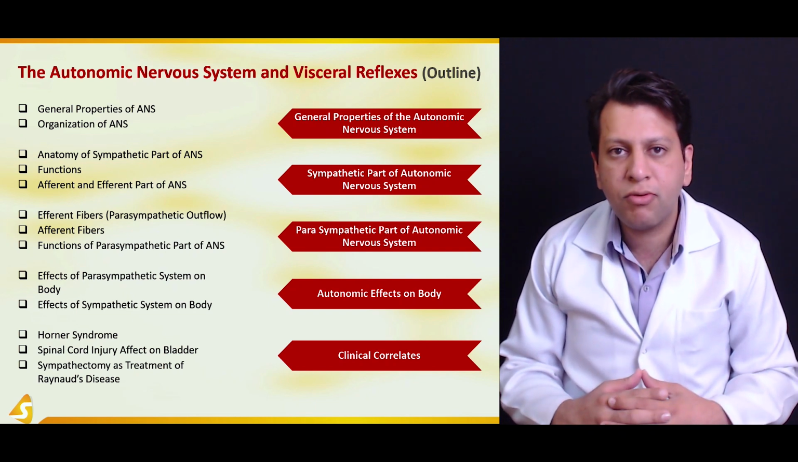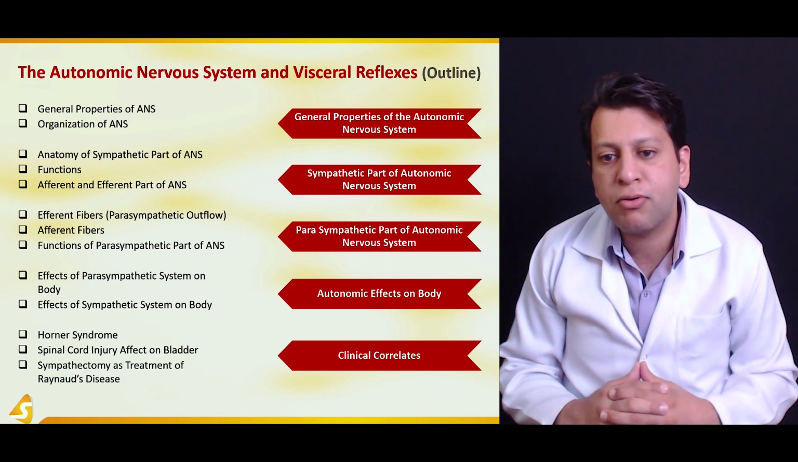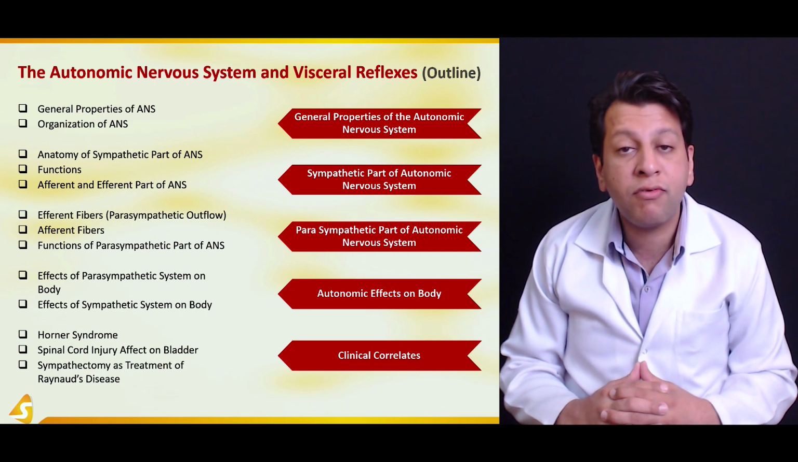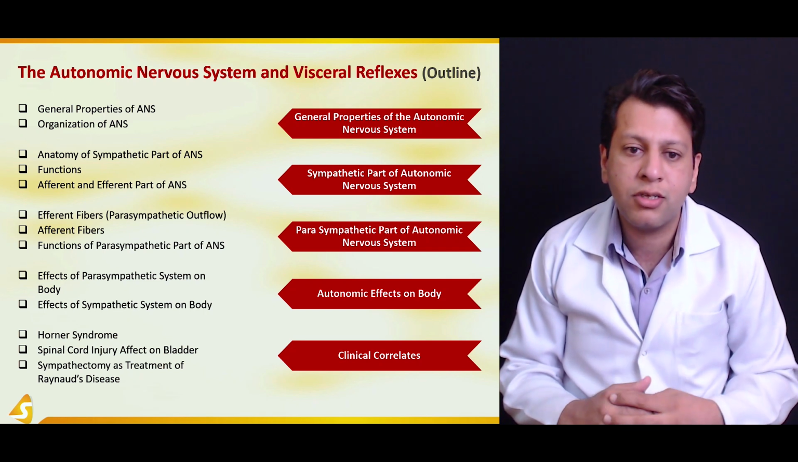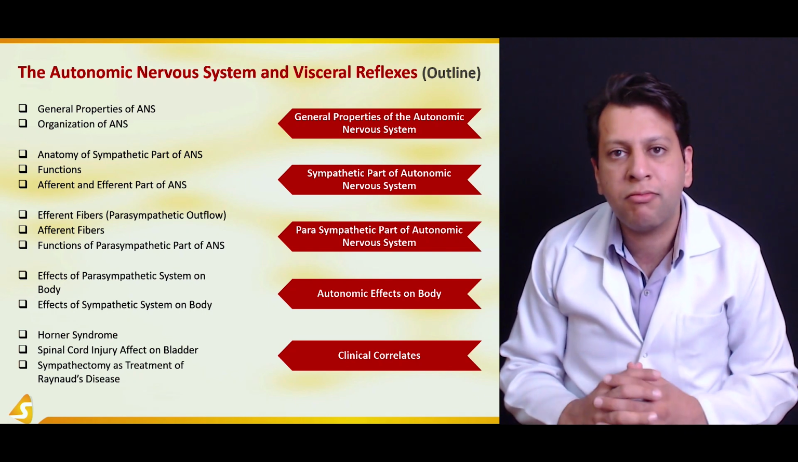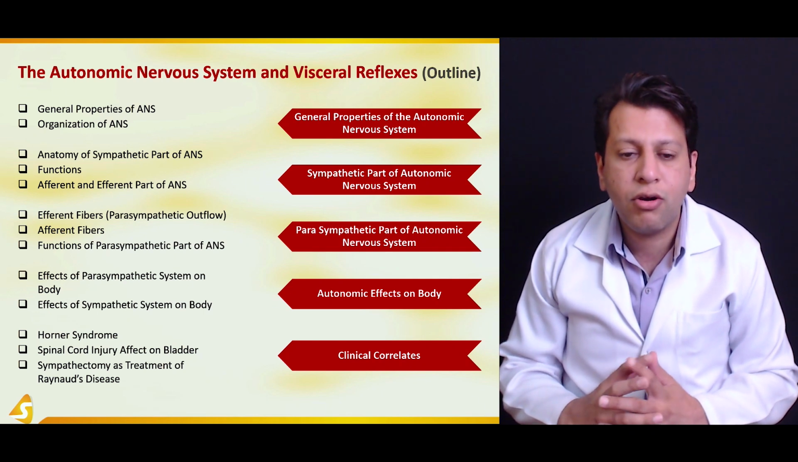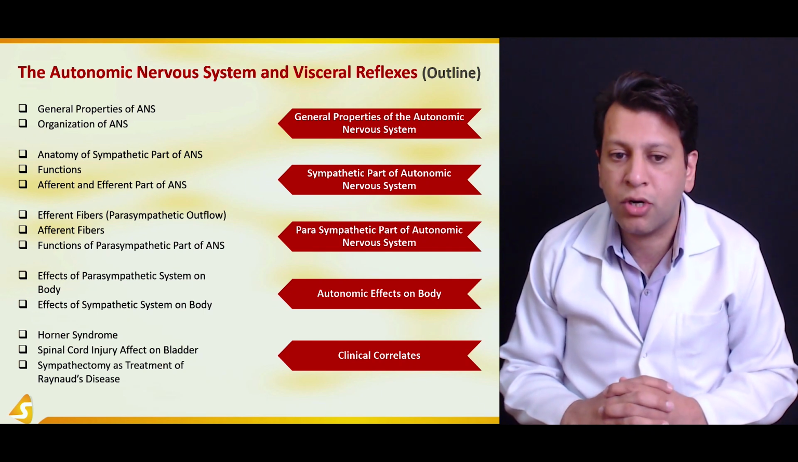In the second section, we'll be going through the sympathetic part of the autonomic system, which is the major and more important part. Then we will be going through the parasympathetic part of the autonomic nervous system. In the third section, we'll be discussing what are the afferent and efferent fibers of the parasympathetic nervous system, what is the craniosacral outflow, and how the parasympathetic nervous system affects our body.